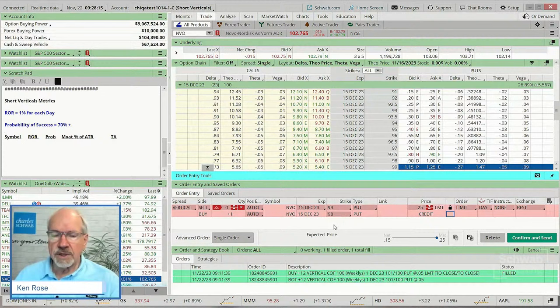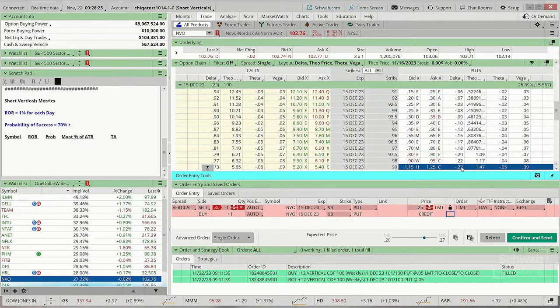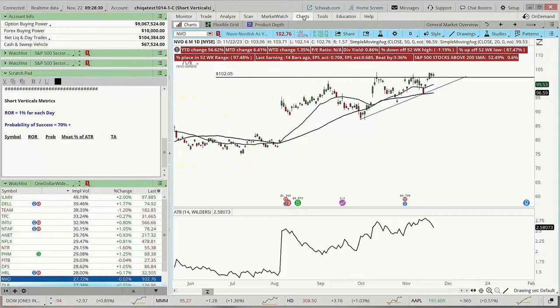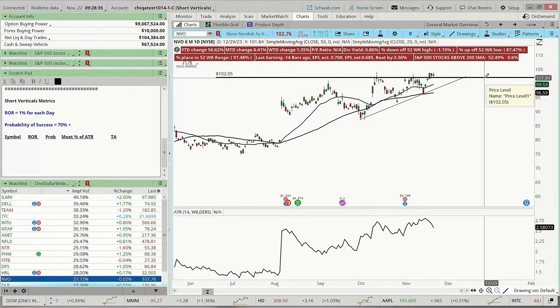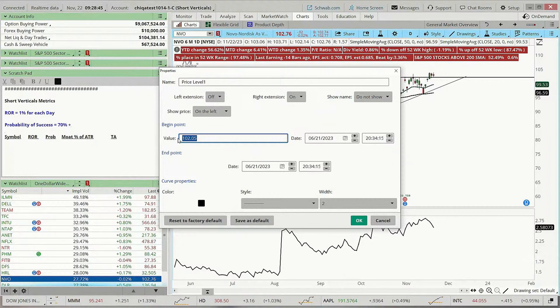Let's see what this looks like on the chart. We know what our probability of success is going to be here. Our probability of success is about 73%. We want to see what it looks like on the chart. So we'll come over here and pull up the chart and see what that 99 short strike price looks like on the chart. So I'm going to take this resistance level we broke through, which is now theoretical support. I'm going to duplicate that on the chart. I'm going to do right click right here and choose edit properties. And we'll set this one at 99.